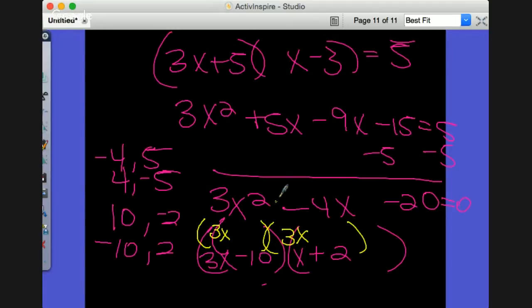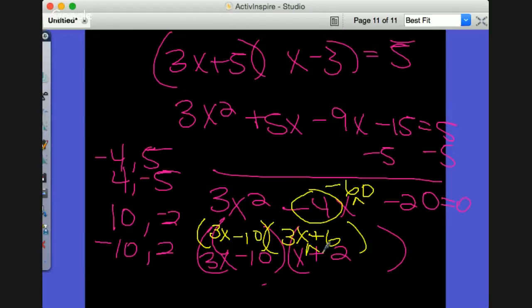Okay? The a times c, does a and c. 3 times negative 20 is negative 60, right? So what two numbers when multiplied get me negative 60, but when added get me to negative 4? 10 and 6, right? Yeah, negative 10, positive 6.